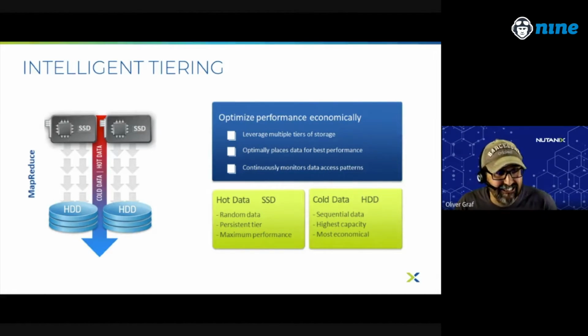The SSD tier provides the maximum performance for hot data, so random IO, while the HDD tier provides maximum capacity and economy for cold data and sequential IO. So the point is, with Nutanix, hot data is always in the flash. It's always in the fastest possible tier. Only cold data will then move to lower tier storage.